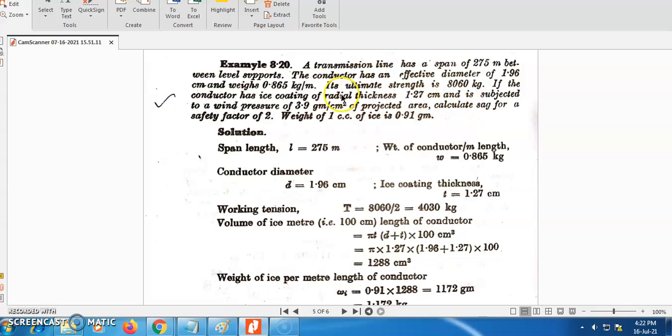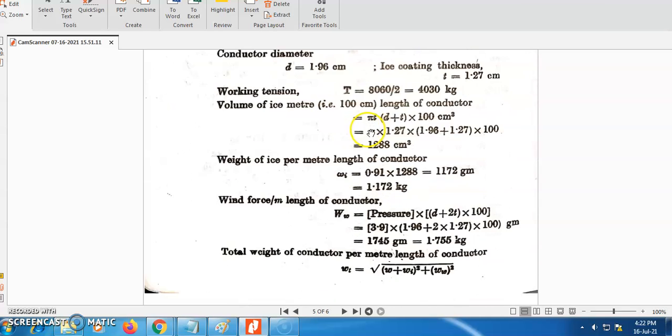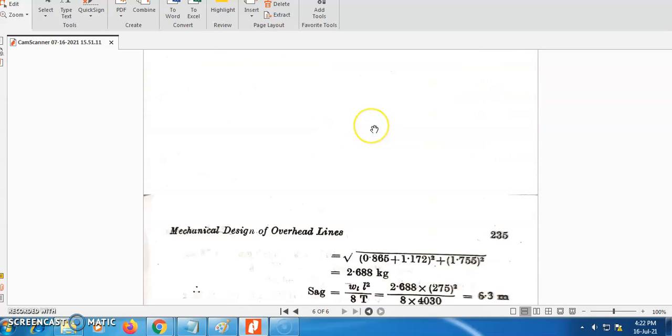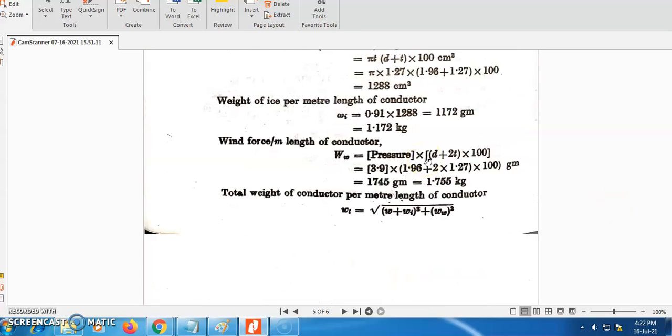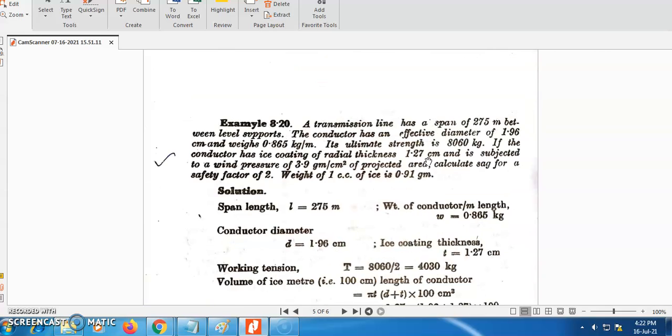In addition to the previous problem, here they have included the ice weight. So you just go through this worked example, and you will find the value of the sag. You just work it out on this particular example. So with this we can wind up your third unit, that is the mechanical design of the transmission line. Thanks for watching. Thank you.